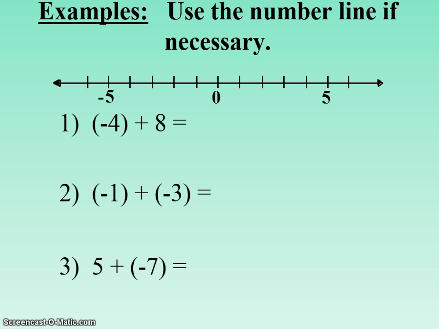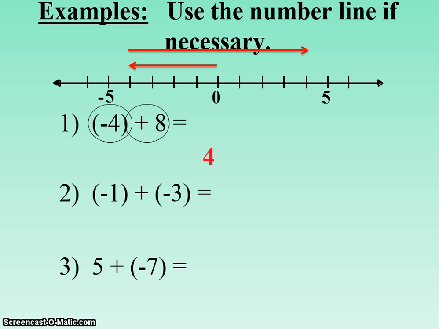Now, another option is to use a number line. But remember, when you start doing this, you always start at 0. So our first one would be -4. We're going to go in the negative direction 4 places, then we're going to go in the positive direction 8, and our answer would be 4. So if you have to, you can use a number line.